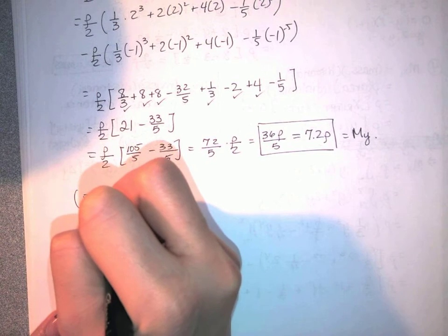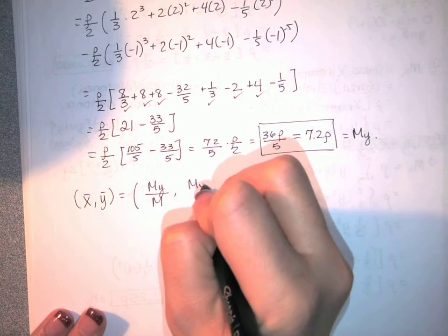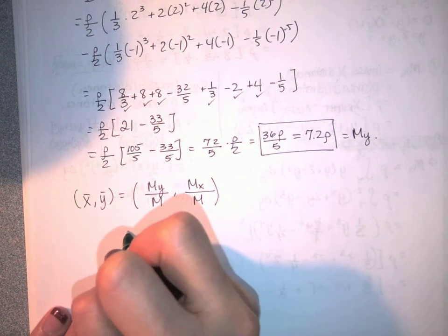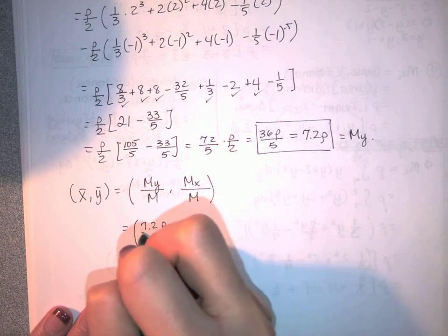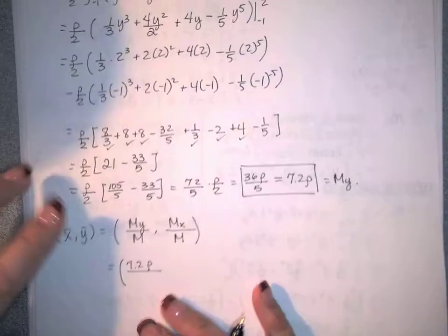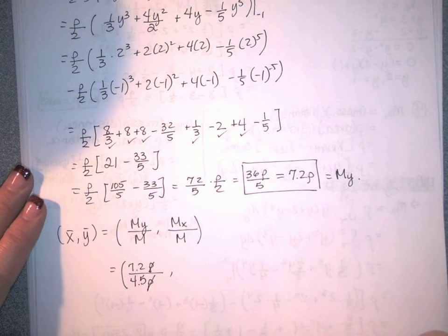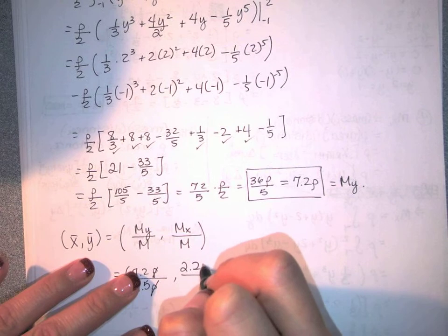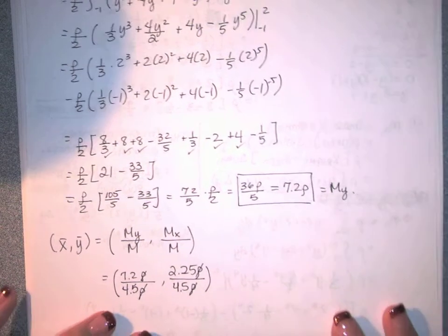Center of mass is x bar, y bar. This is the moment about the y-axis over the total mass, and then the moment about the x-axis over the total mass. This is the center of mass or centroid, because watch what happens. I've got 7.2 times my density divided by 4.5 times my density. And since density is constant, those reduce. Moment about the x-axis was 2.25 rho, and we're dividing by 4.5 rho. So the rhos reduce and we get this.